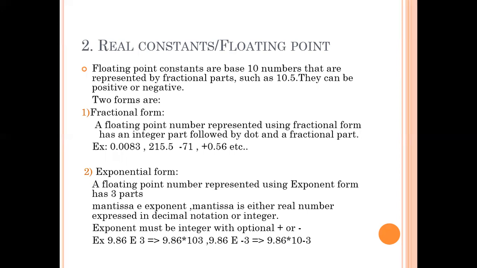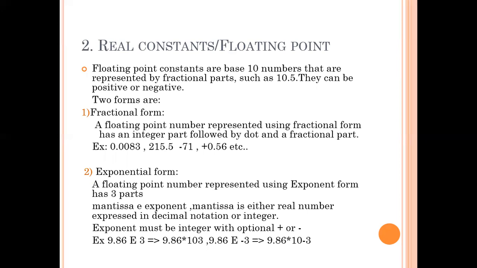the quantities are represented by numbers containing the fractional parts. For example, 10.5, 0.5, it's the fractional part. Such numbers are called real or floating point constants. You can give many other examples. Okay, fractional form, exponential form.